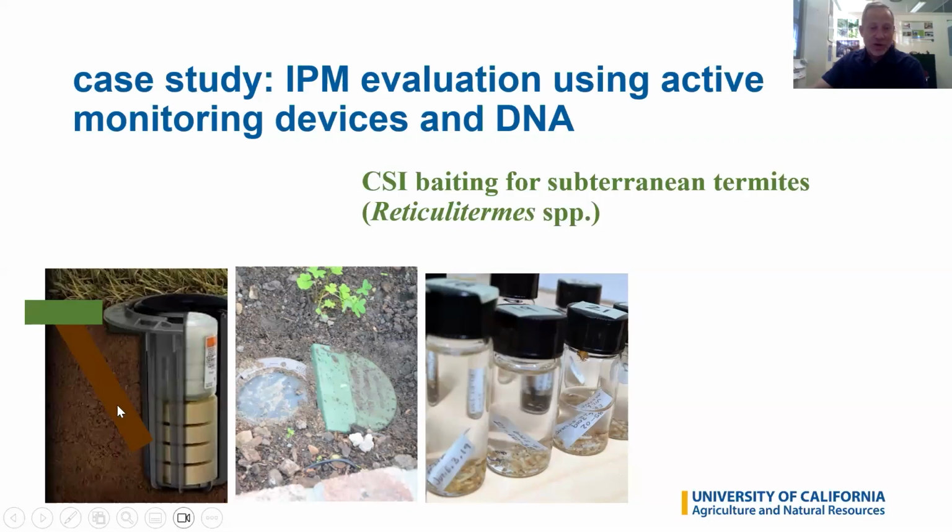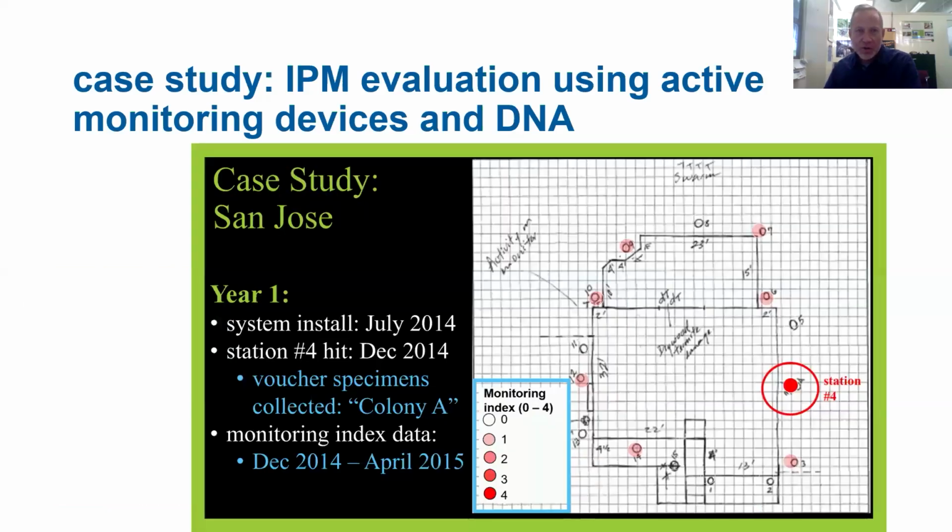And in some cases, we were collecting termites from these wood stakes. We could preserve those in ethanol, and we could actually extract and analyze the DNA within those termites. And that was helpful for determining, is this our initial colony that we tried to manage, or is this a secondary colony that has moved in to attack this home? So I'll show you what that looks like. This is a home in San Jose. We had these bait and monitoring stations installed as a perimeter around the structure.